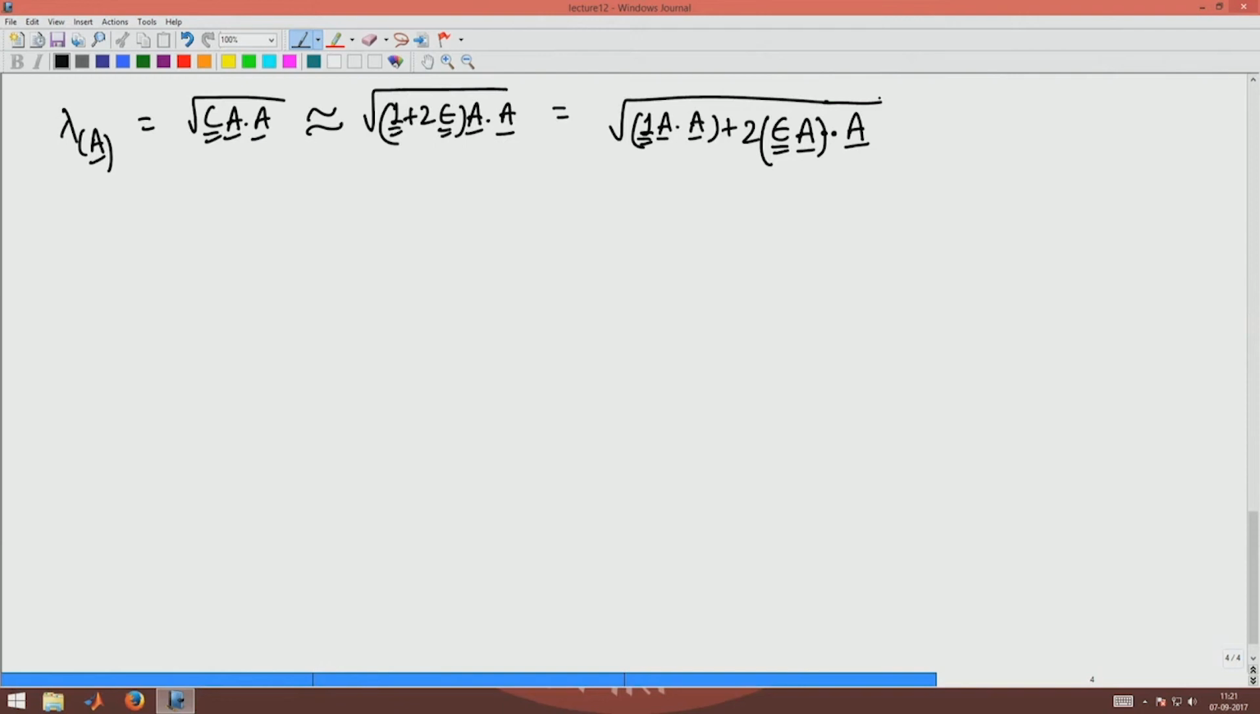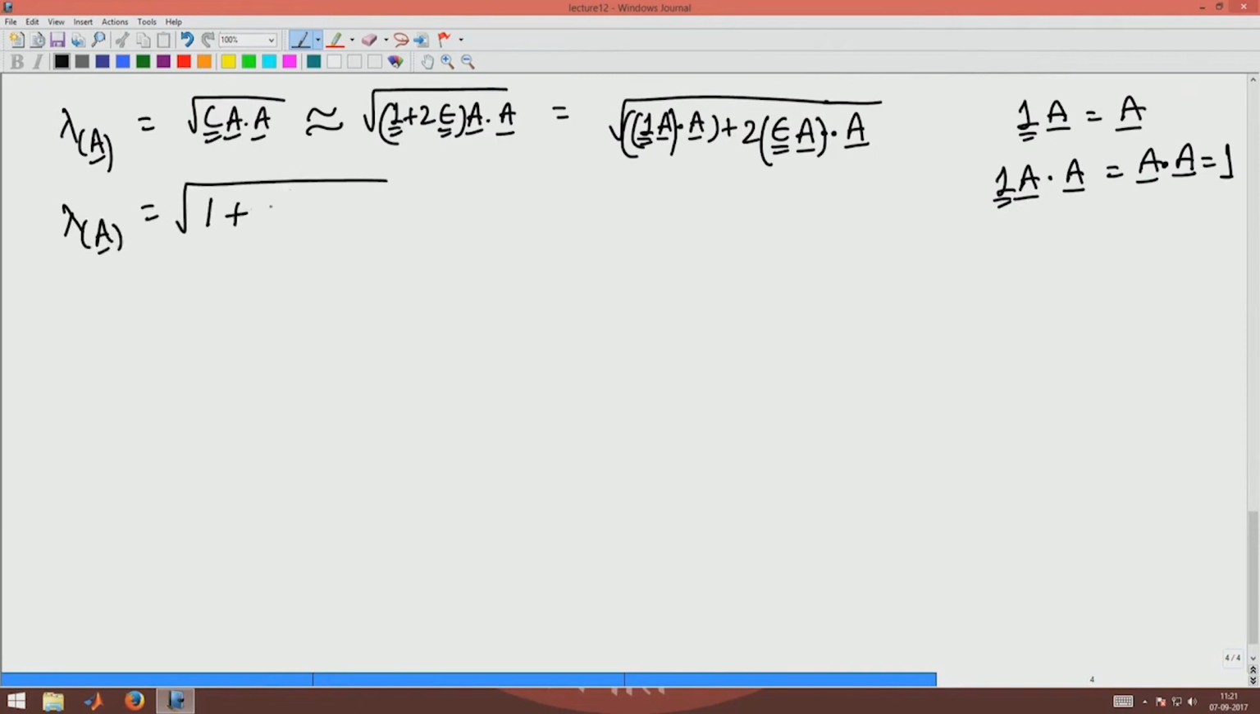Okay. Here again it is 1 times this dot with A. What is 1 acted upon by a vector A? This will be A itself. So, 1 A dot with A would be A dot with A. As we know, A is a unit vector, so this will be 1. Okay. So, lambda of A can be written as square root of 1 plus 2 times epsilon of A dotted with A.